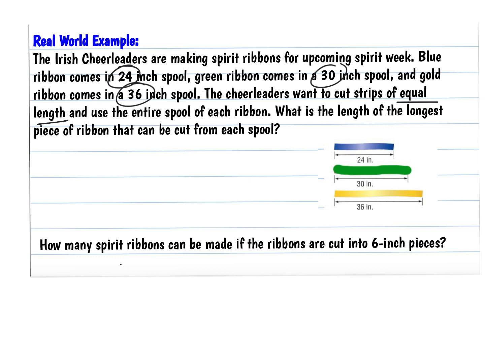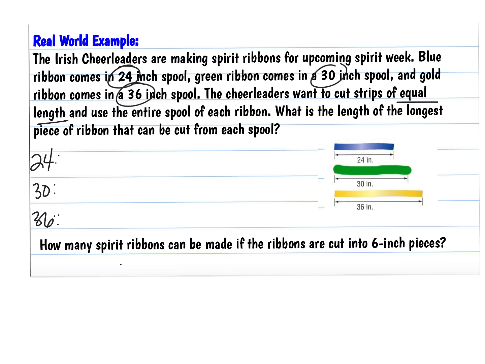So they might have a different amount of each color, but they want to make sure that each ribbon is cut to the same length. So basically what they need to find is the GCF of 24, 30, and 36. So 24, 30, 36. If you want to go ahead and find the GCF and then come back and check your work, that'd be awesome, or you can follow along with me in your notebook.